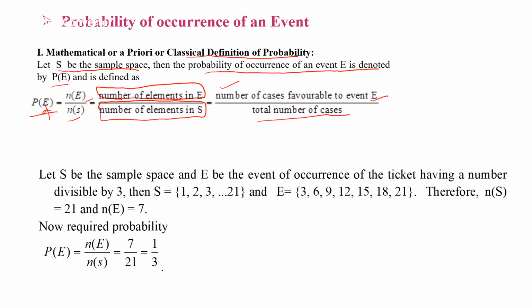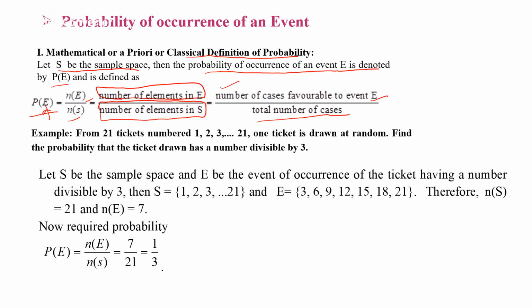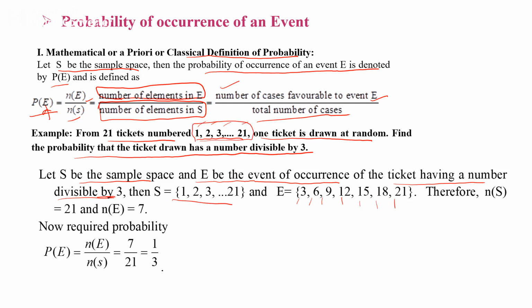For example, suppose we take 21 tickets numbered 1 to 21, and one ticket is drawn at random. Find the probability that the ticket drawn has a number divisible by 3. Here the sample space S is the 21 numbered tickets, and we let T be the event that the ticket has a number divisible by 3. The elements of the event are the multiples of 3: 3, 6, 9, 12, 15, 18 and 21. S is the complete sample space, tickets 1 to 21.